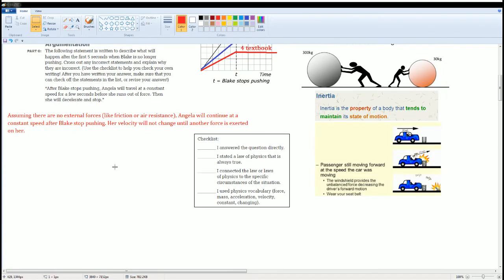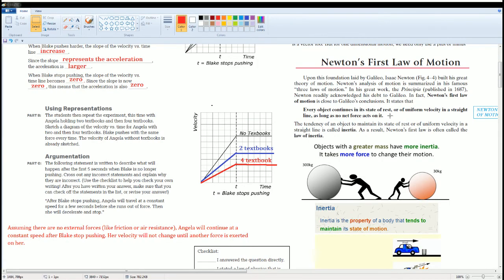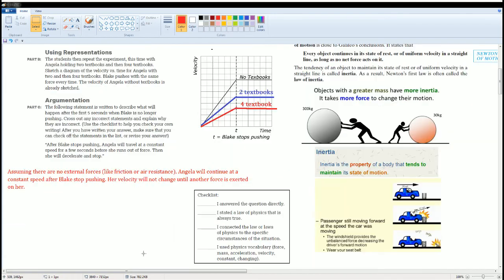When you write an explanation, make sure you follow the checklist. I wrote, assuming there is no external force like friction or air resistance, Angelica will continue at a constant speed after Blake stops pushing. That is due to Newton's first law of motion. Her velocity will not change until acted upon by an external force. It is not the acceleration, so she made a mistake here by saying before she runs out of force.